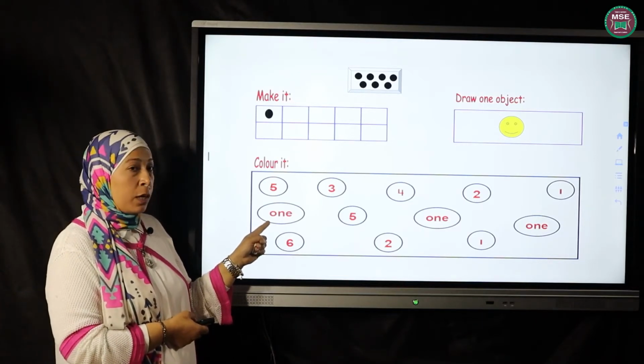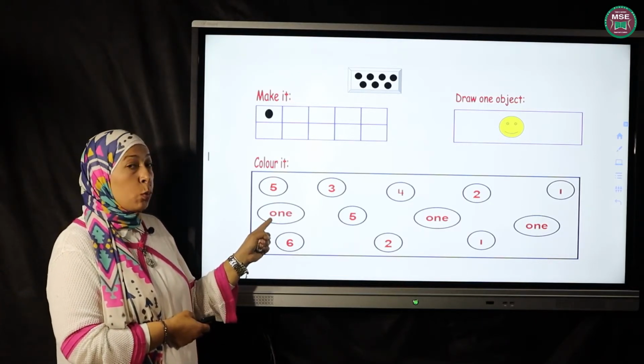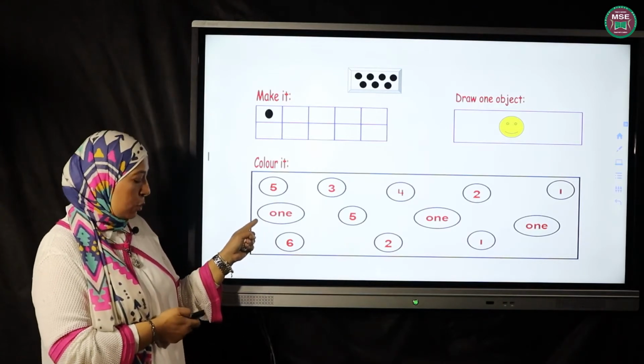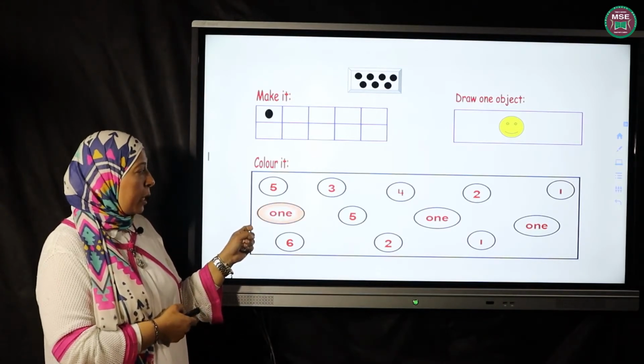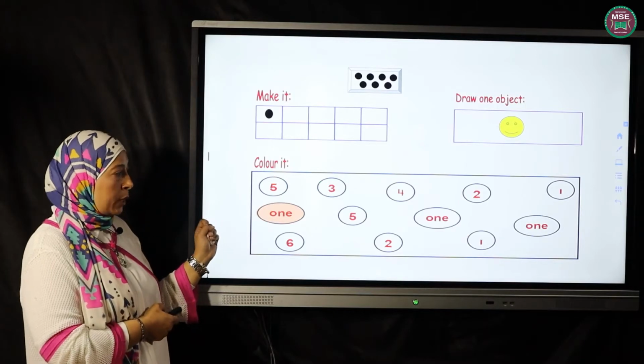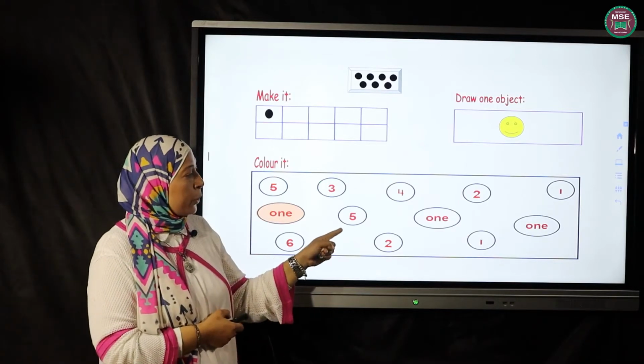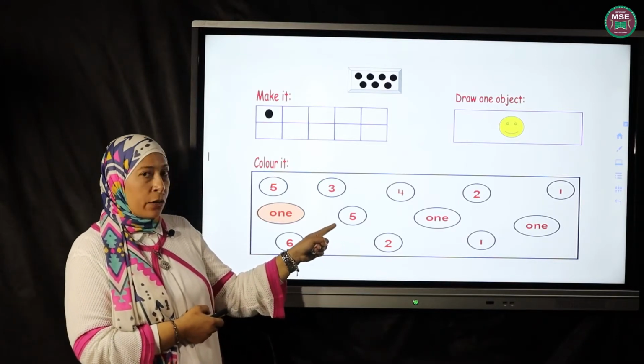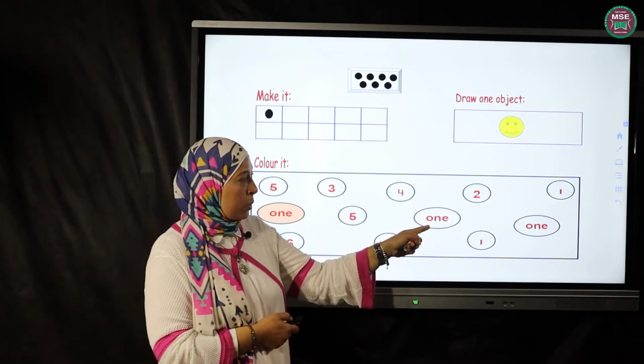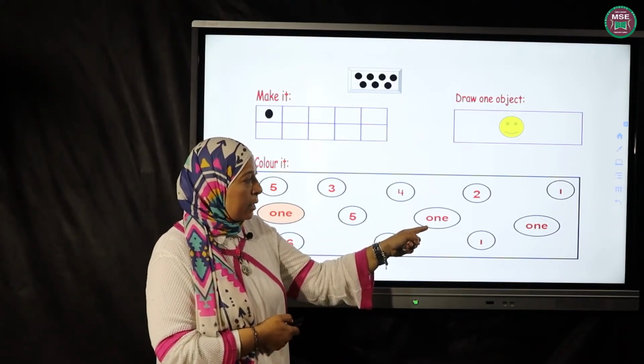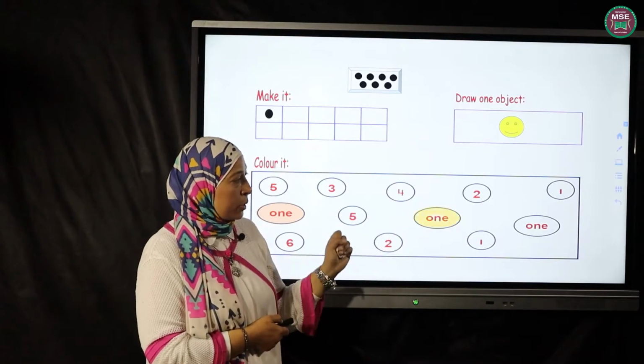And here, what do I have here? Yes, read it with me. O-N-E, 1. Can I color it? Yes, sure, I can color it. Okay, so it's going to be number 1. Okay, and then I have number 5. Excellent. Can I color it? No. The next one also is number 1. O-N-E, 1. So I'm going to color it.